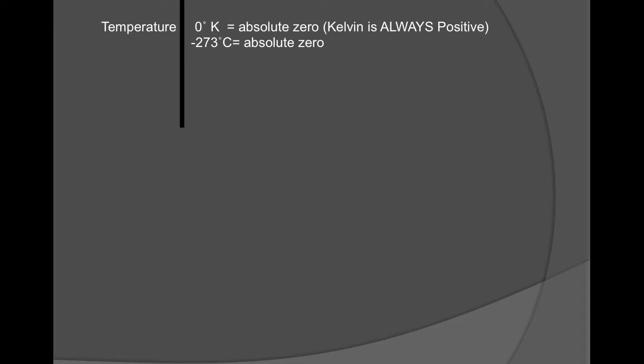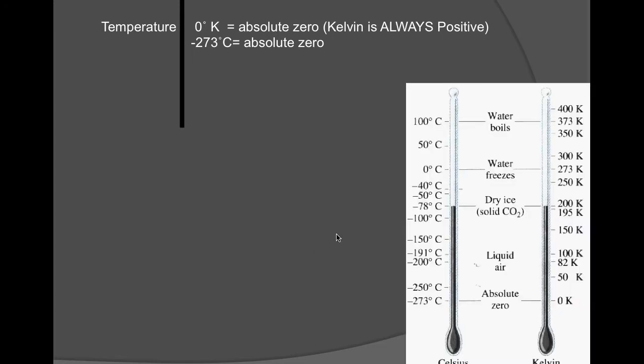For temperature, when we're converting, let me show you what we work with here. We have a Celsius thermometer and we have a Kelvin thermometer. They are each used in science. However, they do have different measures for when, for example, water freezes or when water boils. Absolute zero is also a different number in Kelvin versus in Celsius. And what you'll notice is that Kelvin is always positive. Absolute zero for Celsius is at negative 273 degrees.